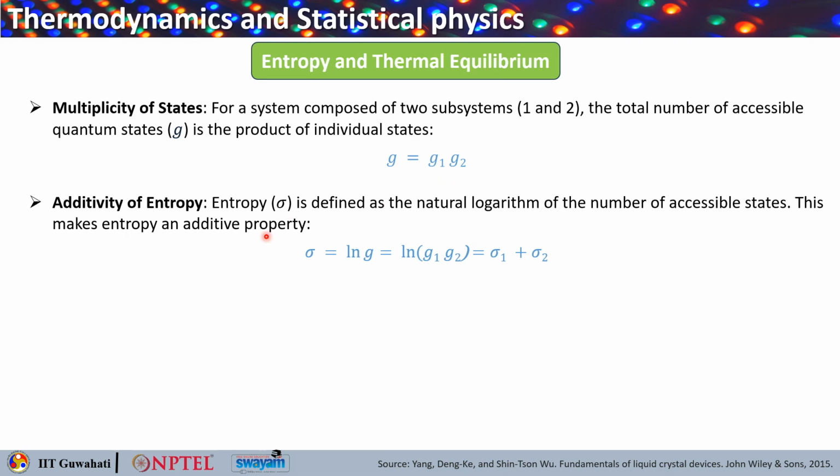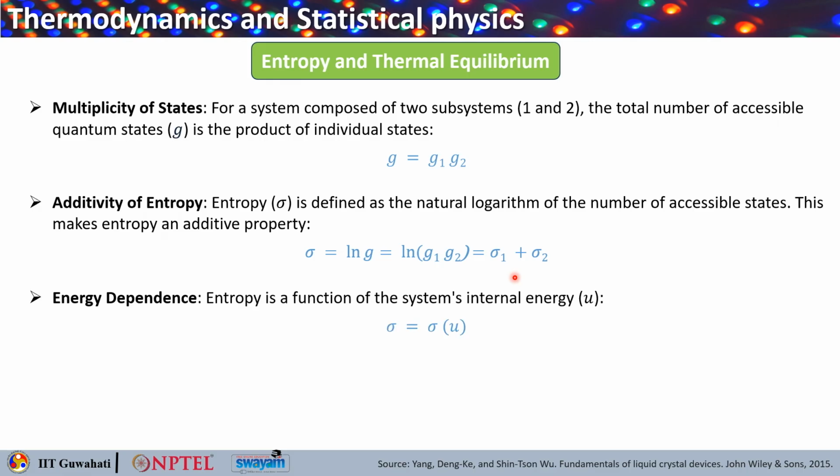Okay. Now, the next important feature is the additivity of the entropy. The entropy is basically defined as the natural log of the total number of accessible quantum states. Okay. So, this makes entropy an additive quantity, because if you write sigma equals ln g and replace g equals G1 G2, you can write this as ln G1 plus ln G2, which is nothing but sigma 1 plus sigma 2. That means, you get the additivity of the entropy, where the main system will have an entropy equal to the sum of the two subsystems' entropy.